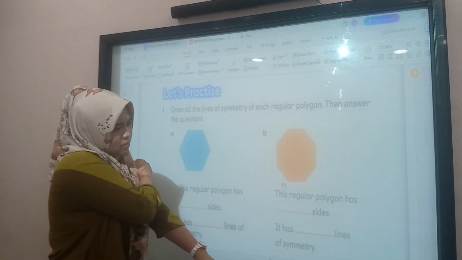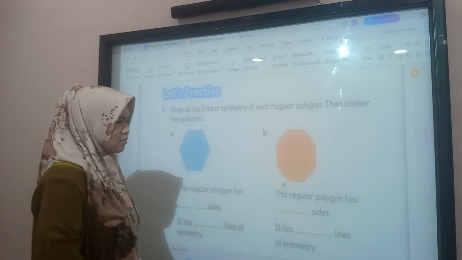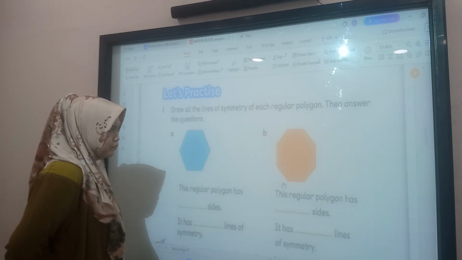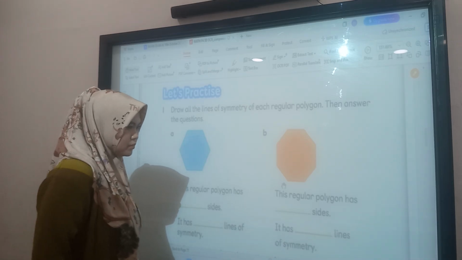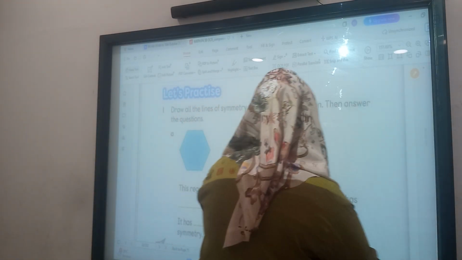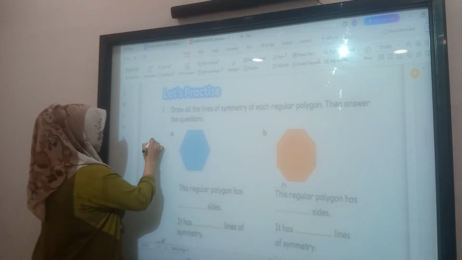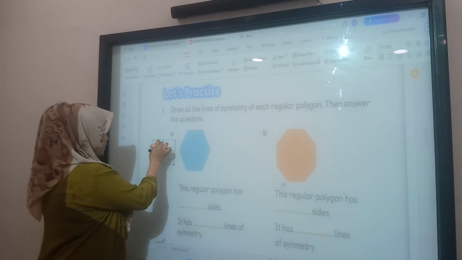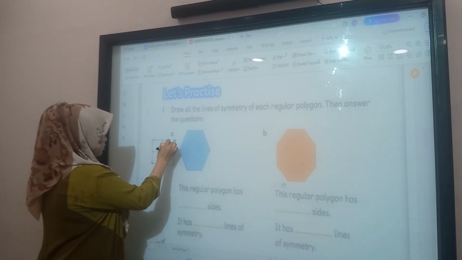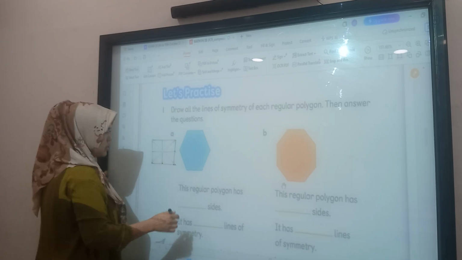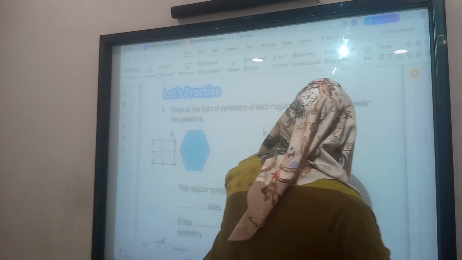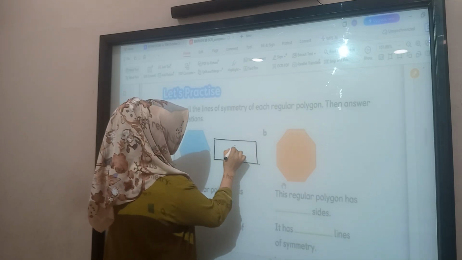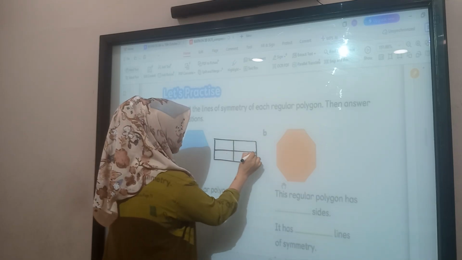From the homework just now, you mentioned that the square has 4 lines of symmetry and the rectangle has only 2. Can you show it in the picture? Why are they different? For example, this is a square. The symmetry lines of the square are 1, 2, 3, 4. This is the symmetry of the square. For the rectangle, the symmetry lines are only 2, 1 and 2.